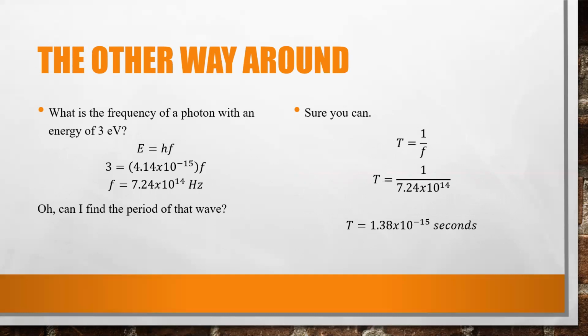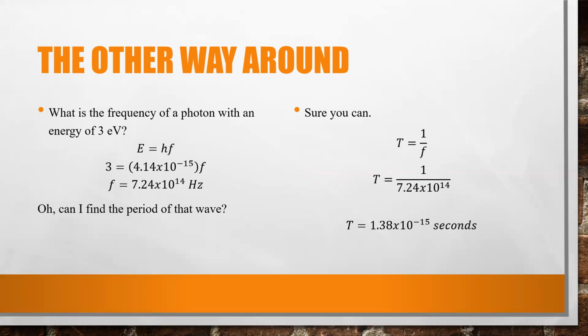Now, we can go the other direction. If I know the energy of the wave, I can also figure out its frequency. Same equation, except now since I know the electron volt energy in this case, that goes in for E, use the Planck's constant that goes with electron volts, and divide, I get a frequency of 7.24 times 10 to the 14th hertz.